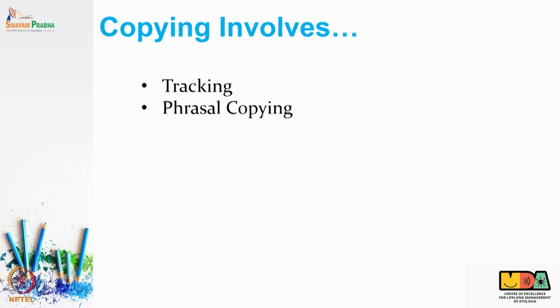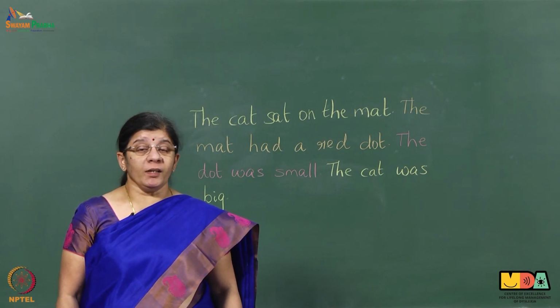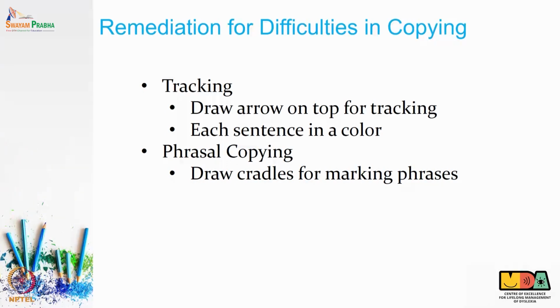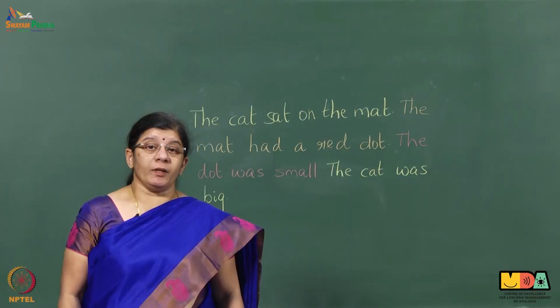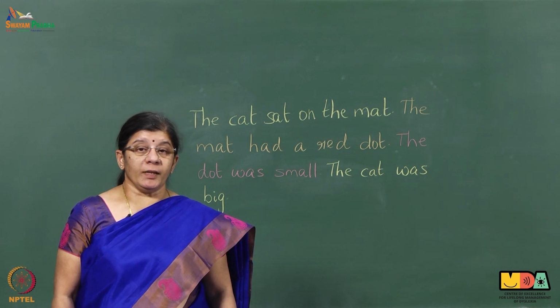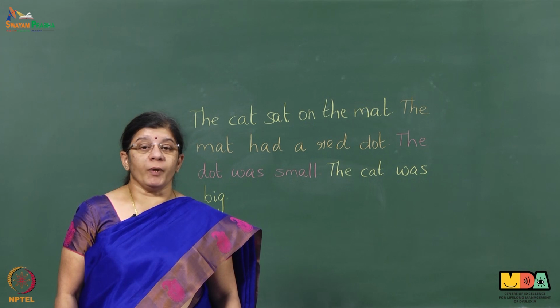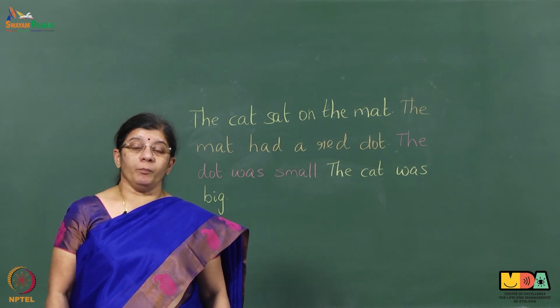Copying involves two important aspects. One is tracking and the next one is phrasal copy. Tracking is following each sentence on the board or in the notebook and then writing. Phrasal copying: if the child has the potential to read, the child would be able to copy as phrases from the board or from the book. But children with specific learning disabilities have difficulties in reading, so they either copy letter by letter or word by word from the board or from the book.